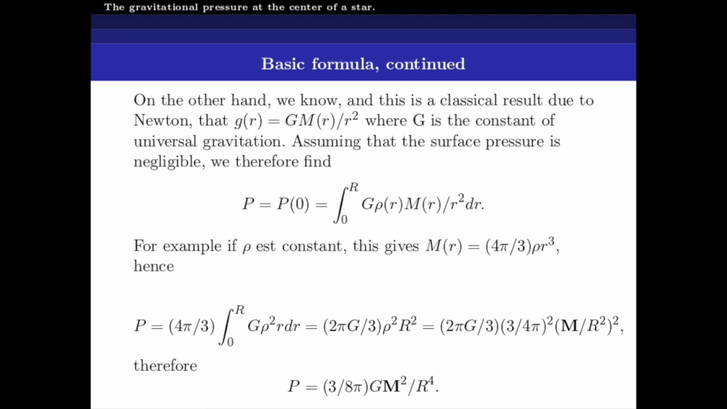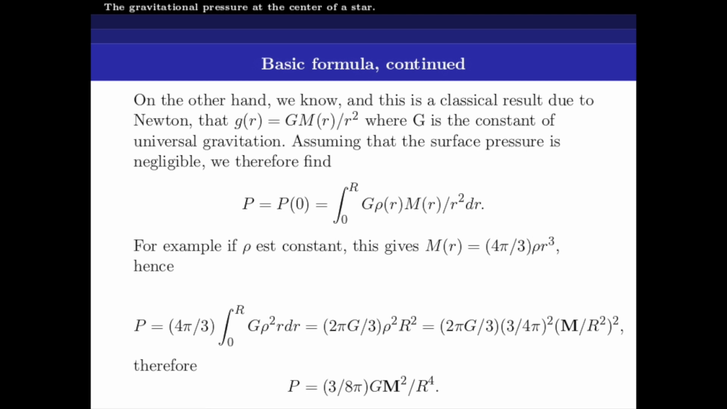Assuming the surface pressure is negligible, we therefore find P = P(0) = integral from 0 to R of G ρ(r) m(r) / r² dr. For example, if ρ is constant, this gives m(r) = 4π/3 ρ r³. Hence, P = 4π/3 integral from 0 to R of G ρ² r dr = 2πG/3 ρ² R² = 2πG/3 (3/4π)² M²/R².